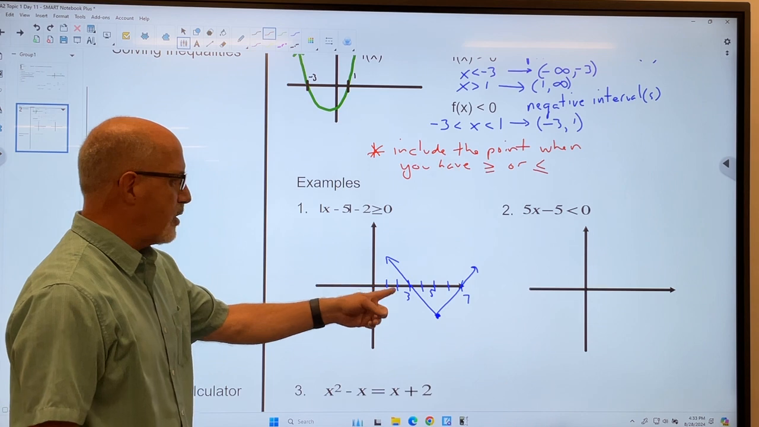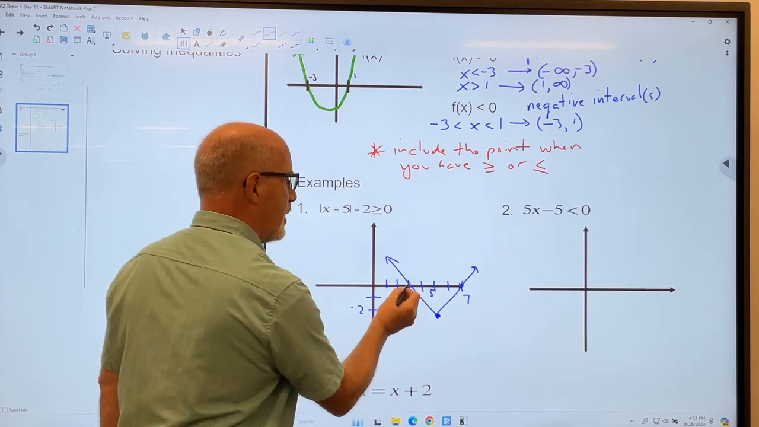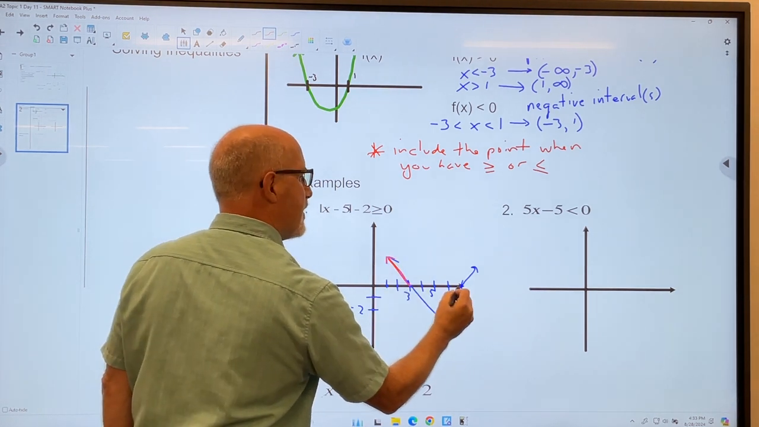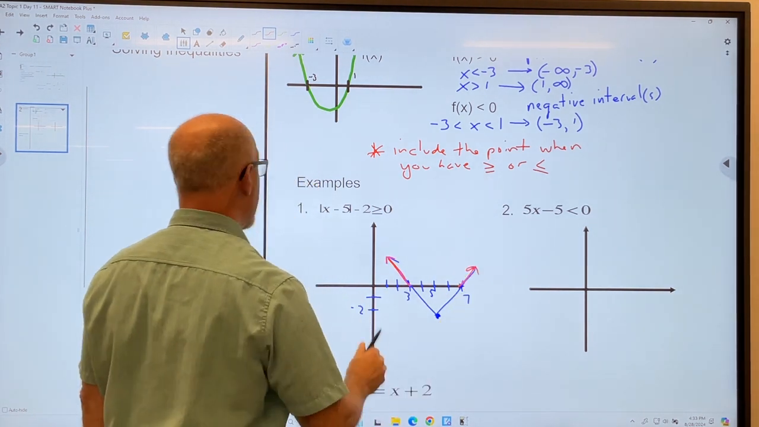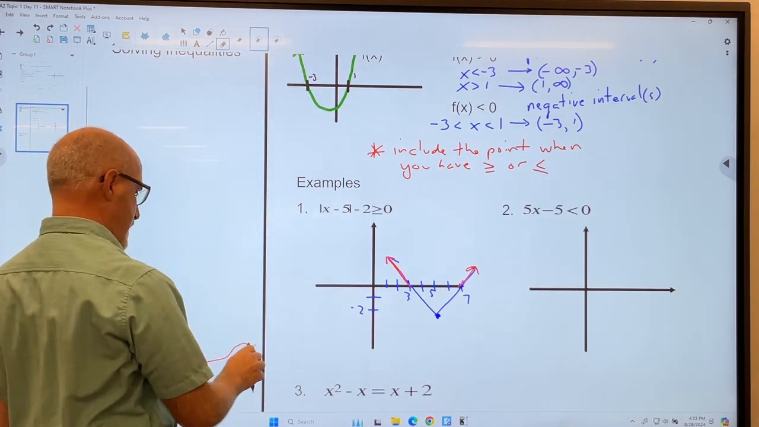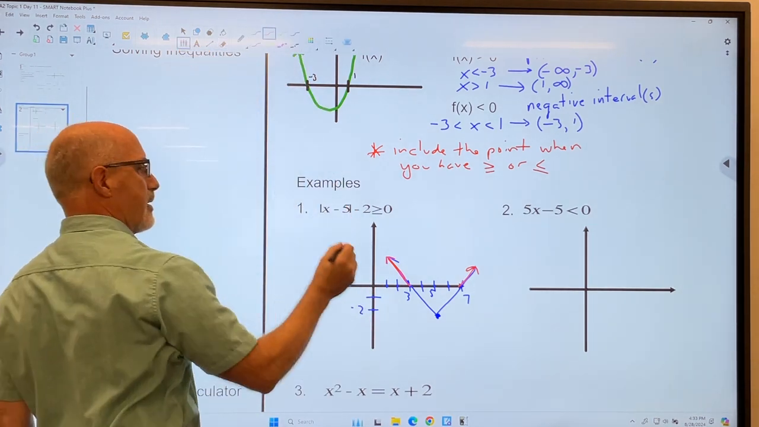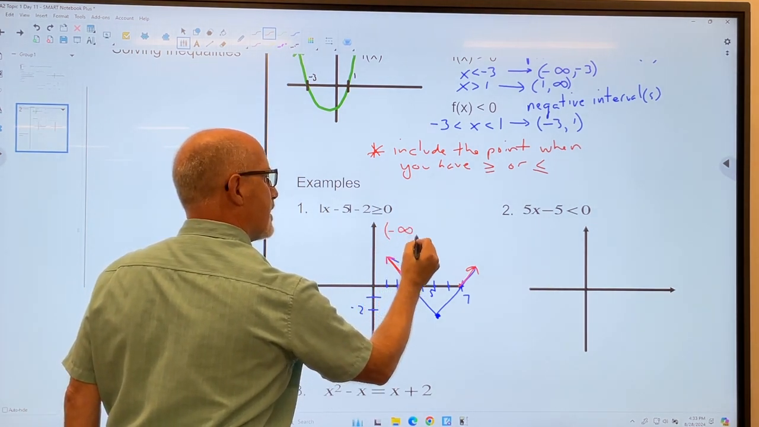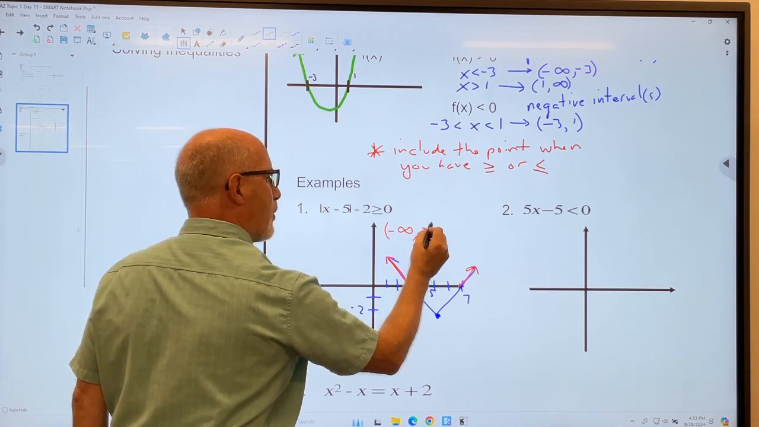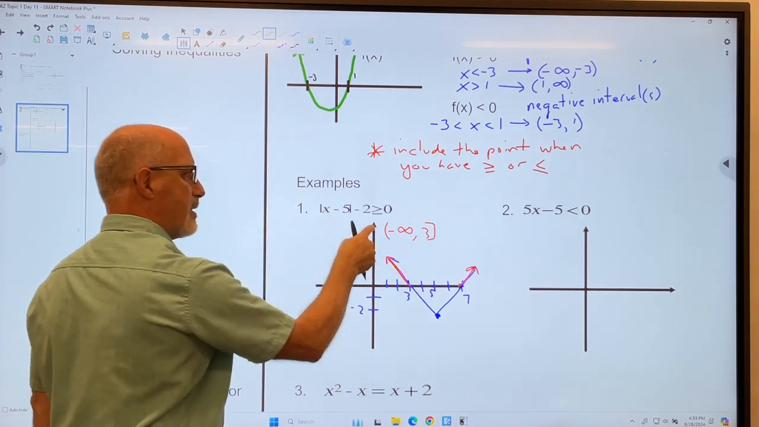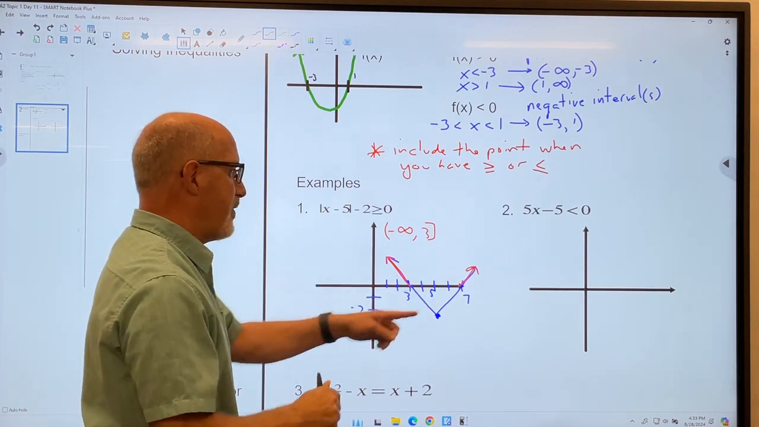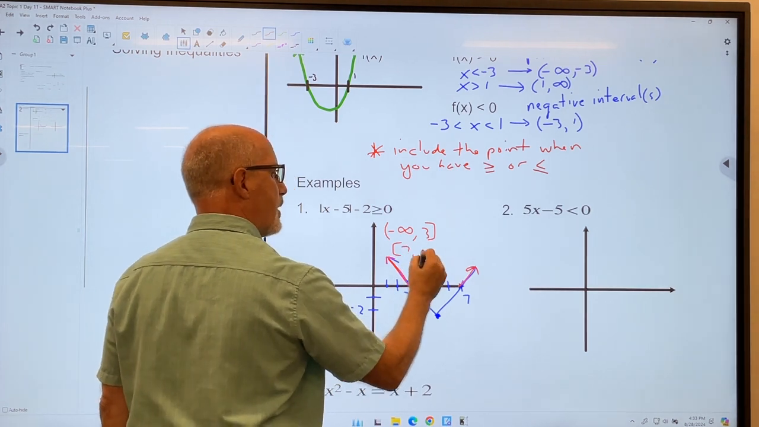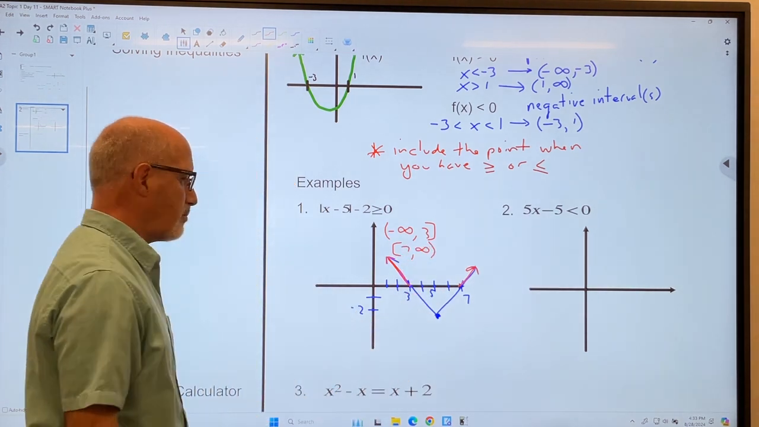So for this one, notice that greater than or equal to 0 is this part over here and this part over here. Those intervals are going to be, this one from -infinity to 3, and we're going to include the 3 because of the or equal to, and this one from 7 included all the way to infinity.